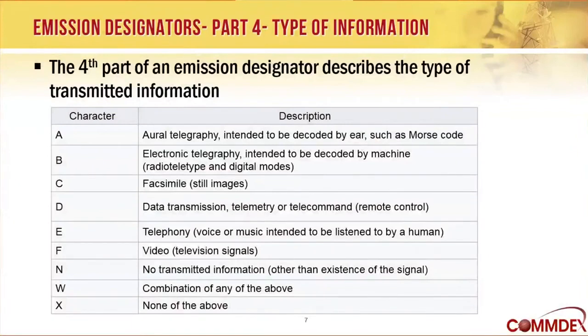The fourth part of the emission designator tells us what type of information is being carried. Is it data? Is it fax? Is it voice? Is it video? And they've left themselves an out in each case by having an X for none of the above, so that they don't have to add a letter for each new type of information that gets transmitted. In most of the signals we're going to be dealing with here, we're going to see probably a D or an E.